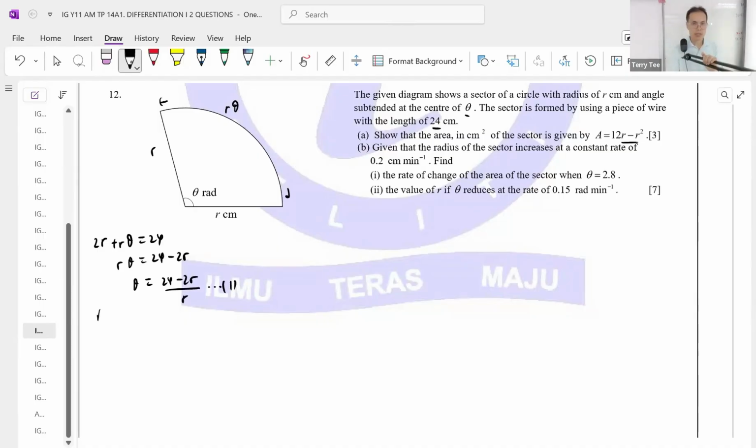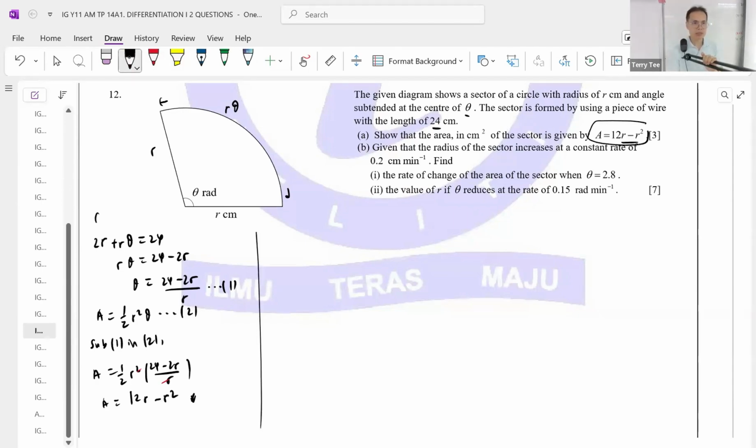For this, equation 1. Your second equation, you know, area of circle, this is like circular measure, half r squared theta. Equation 2. We sub equation 1 inside equation 2. The moment you sub inside, don't write your theta. Write 24 minus 2r over r. Cancel r squared and r. Just multiply inside. 24 times half is 12. So this is 12r. The half cancels with 2, left with 1r, r times r squared. Yeah, answer is given, so it's very easy. We just double check with the answer given here.